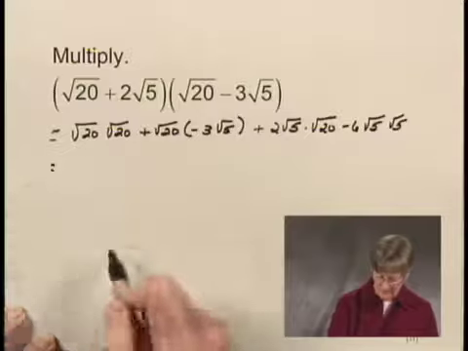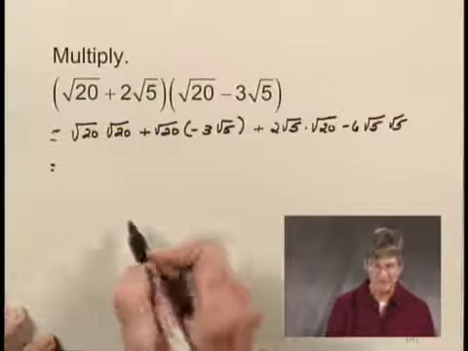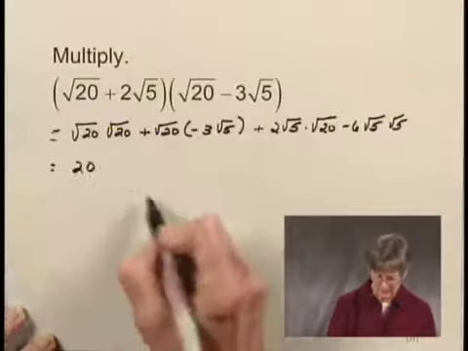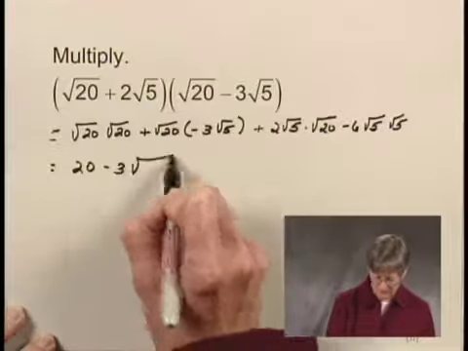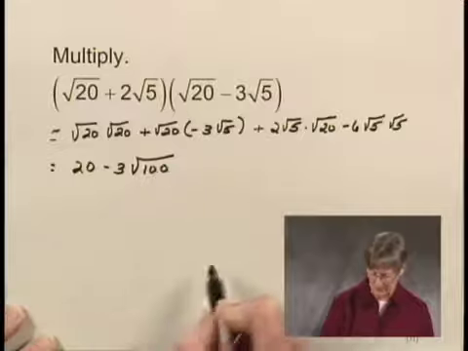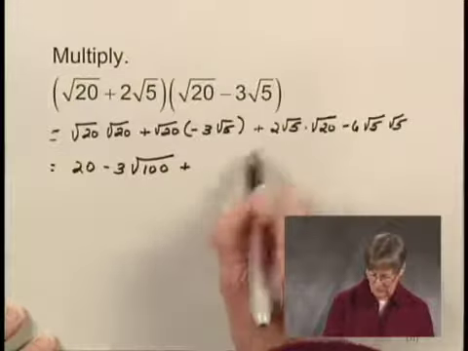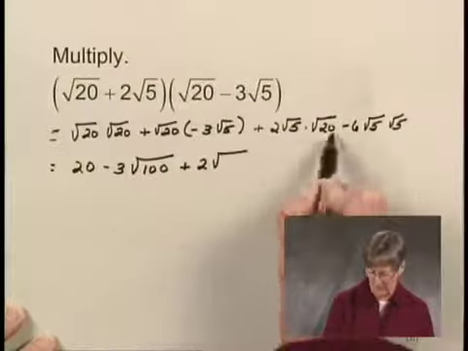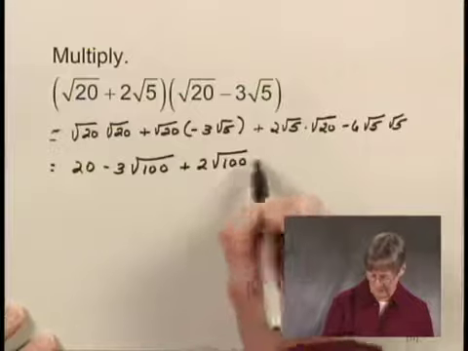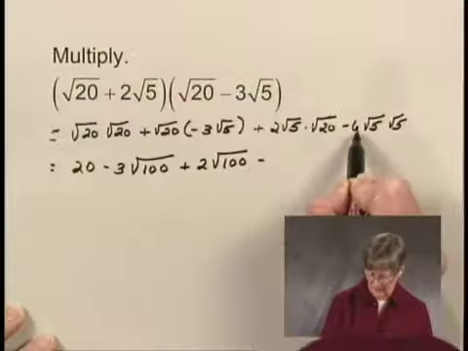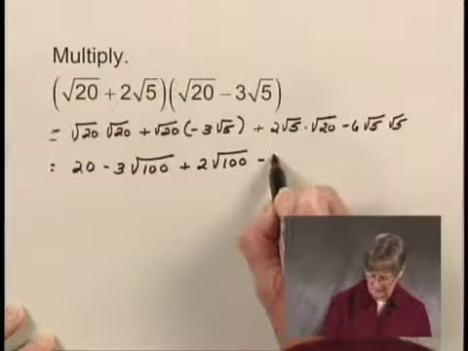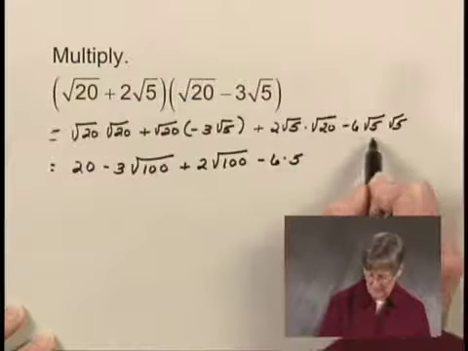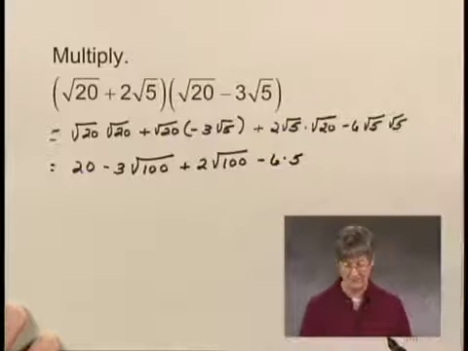Now let's simplify what we have here. The square root of 20 times the square root of 20 is 20. Here I have negative 3 times the square root of 20 times 5, which is 100. This is 2 times the square root of 5 times 20, which is also 100. And 6 times the square root of 5 times the square root of 5 means we're subtracting 6 times 5 because the square root of 5 times the square root of 5 is 5.